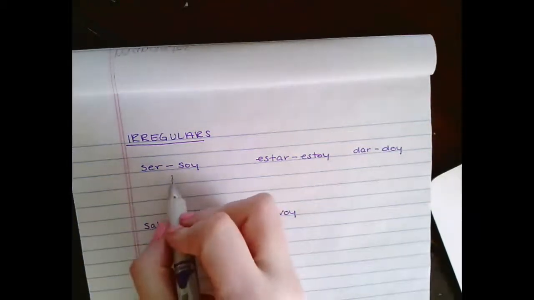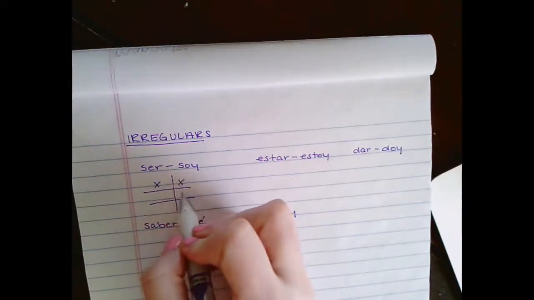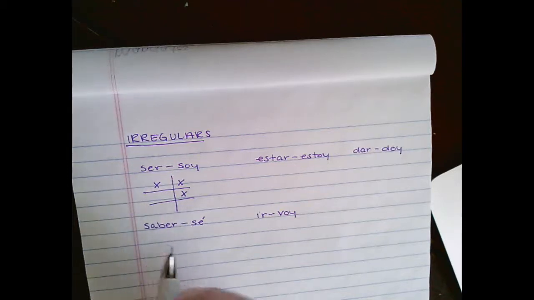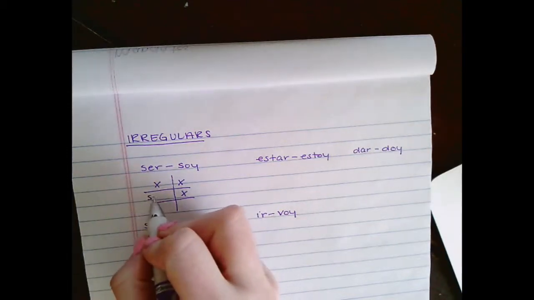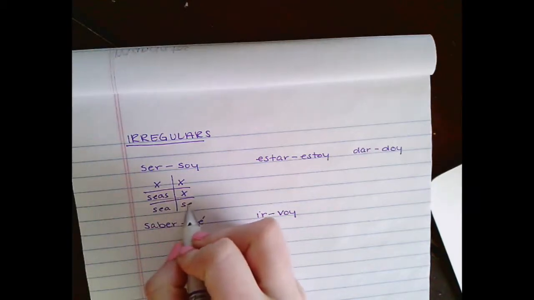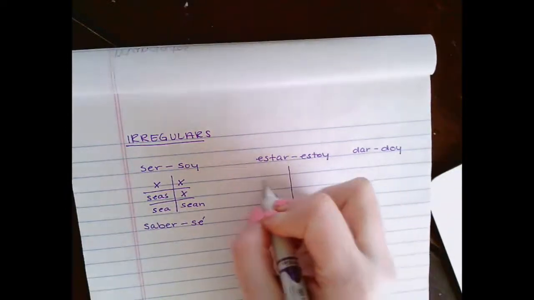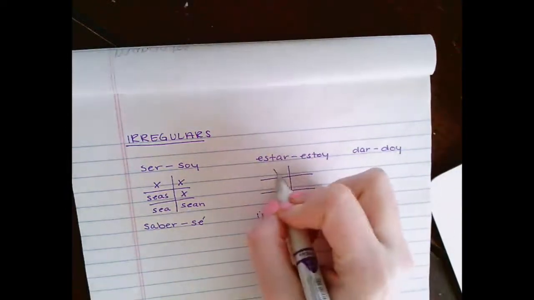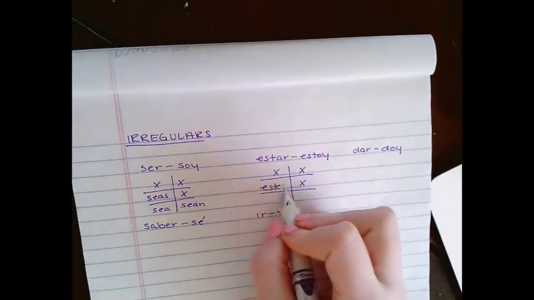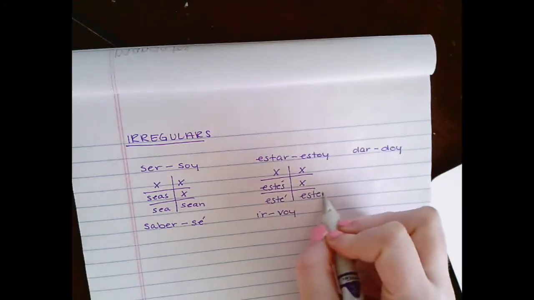So again, we only do need 3 forms. We don't need the yo, we don't need the nosotros, we do not need the vosotros, but we will need the tú, usted, and ustedes form. So for ser, it actually is going to change to seas, sea, and sean. Estar changes to estés, esté, estén.